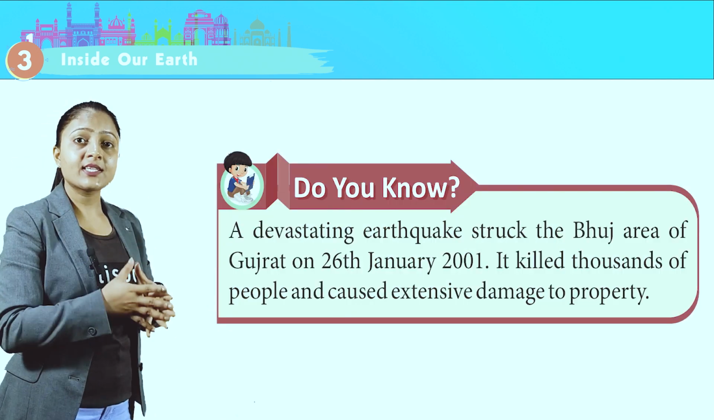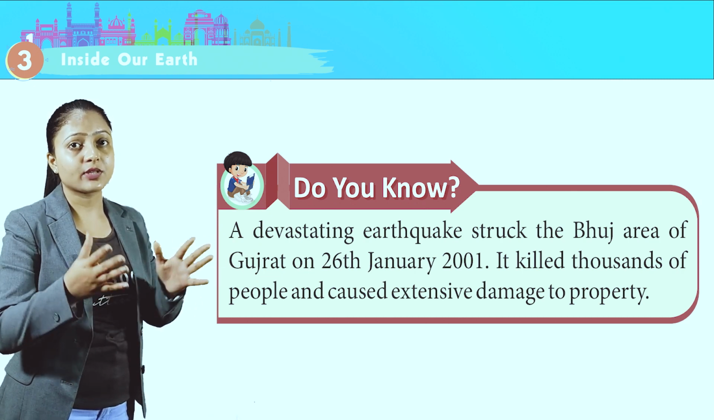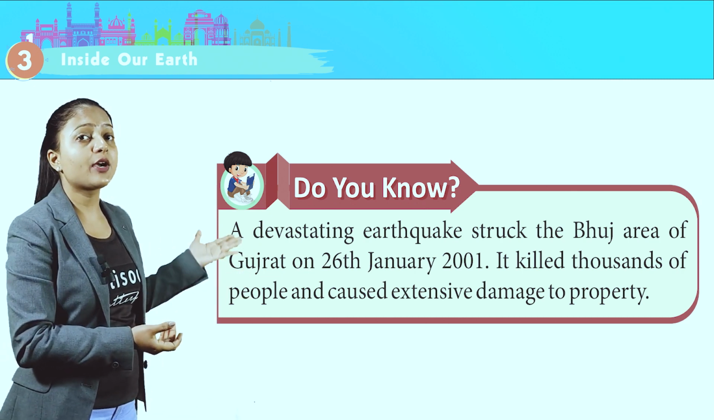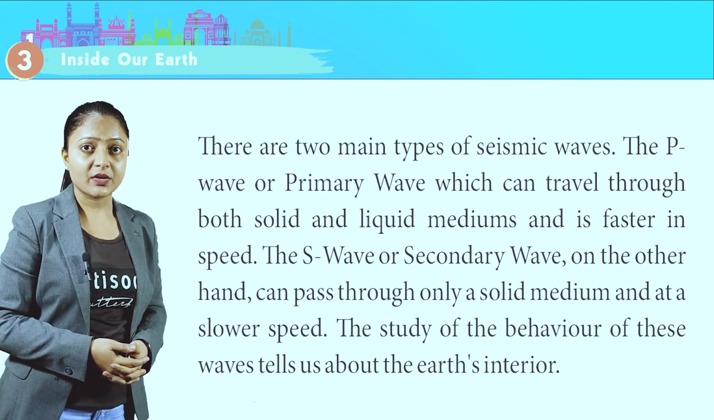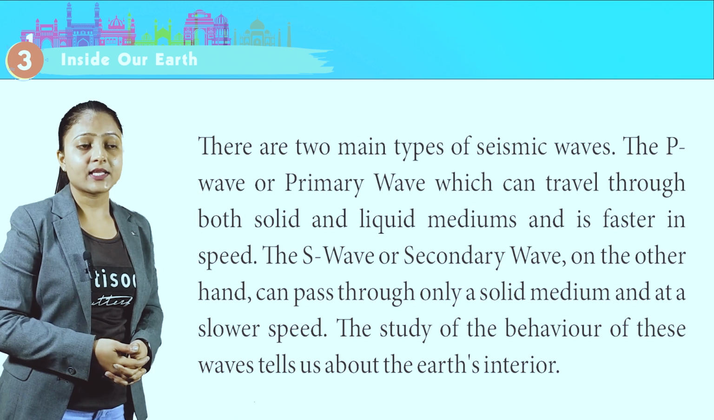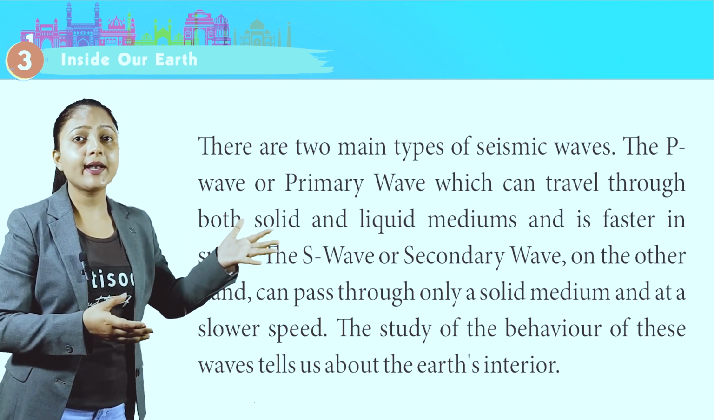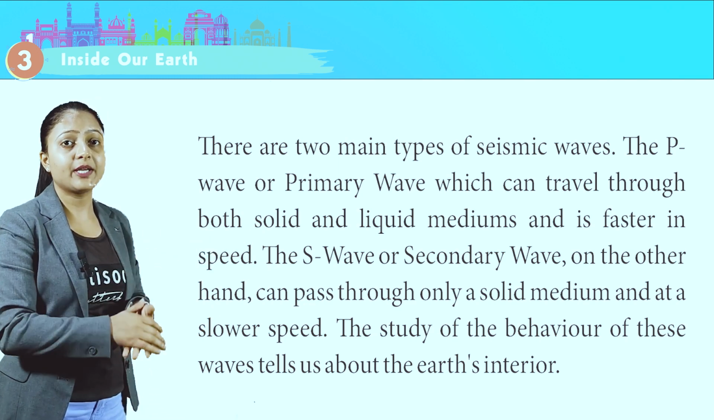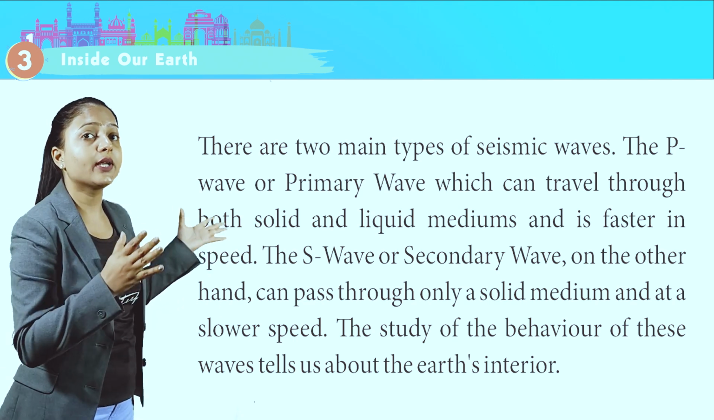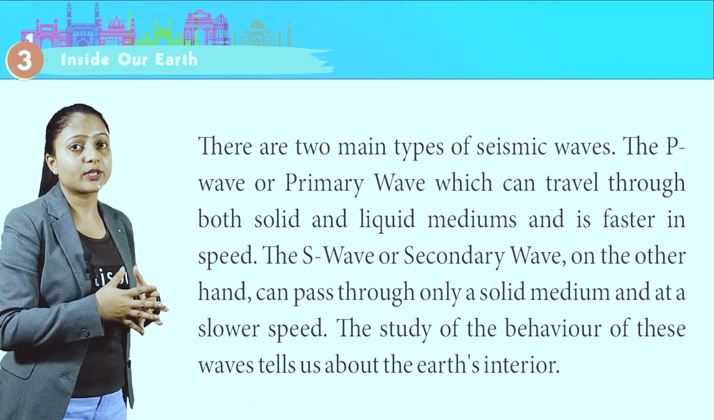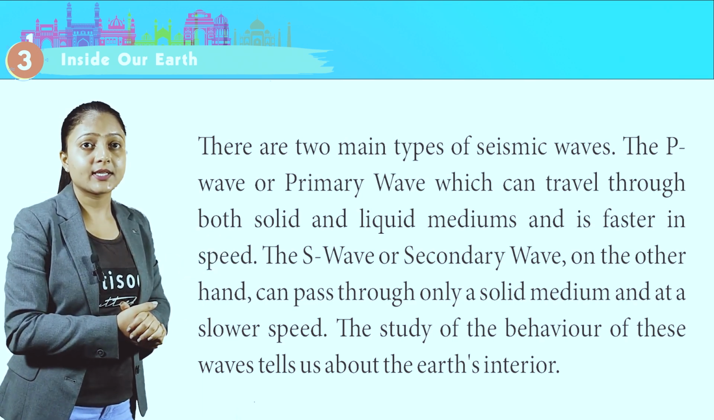Do you know? A devastating earthquake struck the Bhuj area of Gujarat on 26 January 2001. It killed thousands of people and caused extensive damage to property. There are two main types of seismic waves, the P waves and the S waves. The P waves or primary waves can travel through both solid and liquid medium and are faster in speed. The S waves or secondary waves, on the other hand, can pass through only a solid medium and at a slower speed. The study of the behavior of these waves tells us about the Earth's interior.